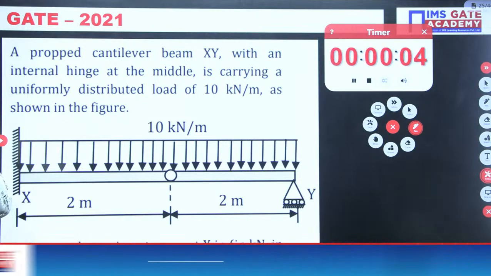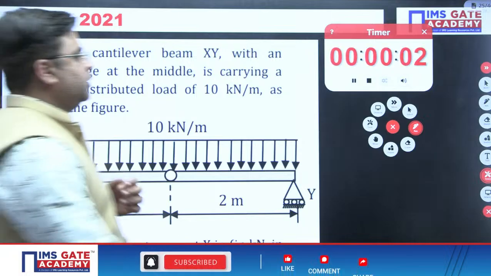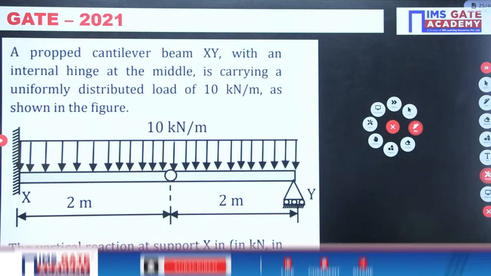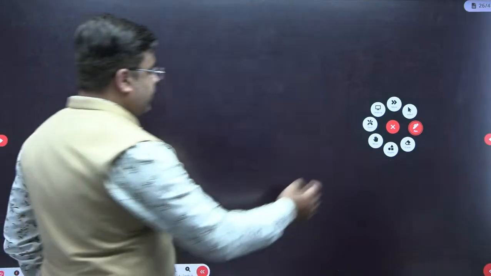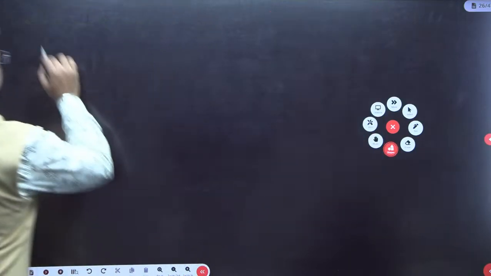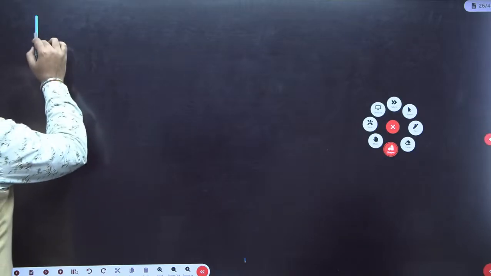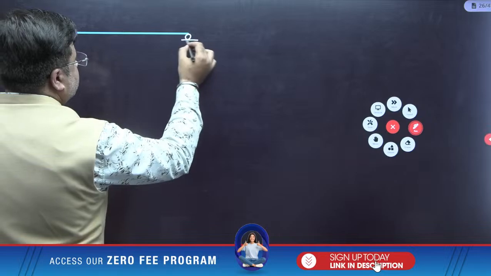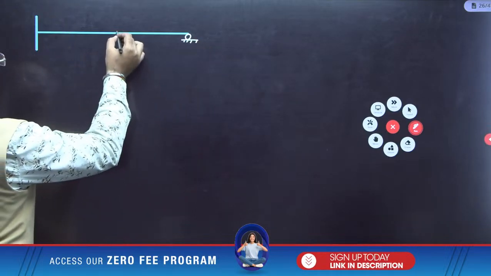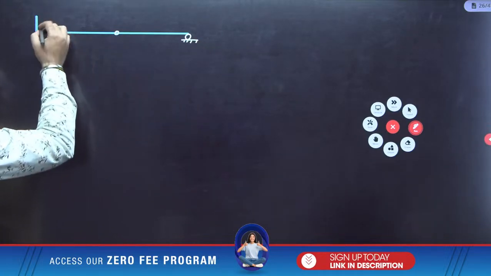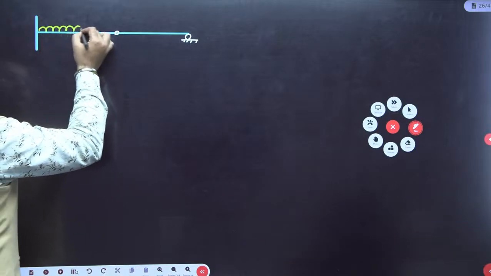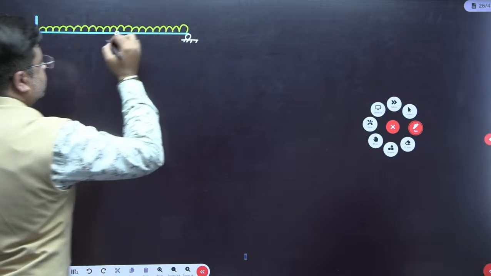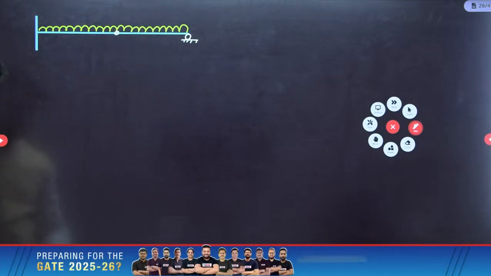Okay. So this is the beam. Let me draw the beam. This is 2 meter everywhere, and 10. This is your internal hinge, and the intensity is acting like this. Now it's a very easy question, right? Now understand how we need to approach this.